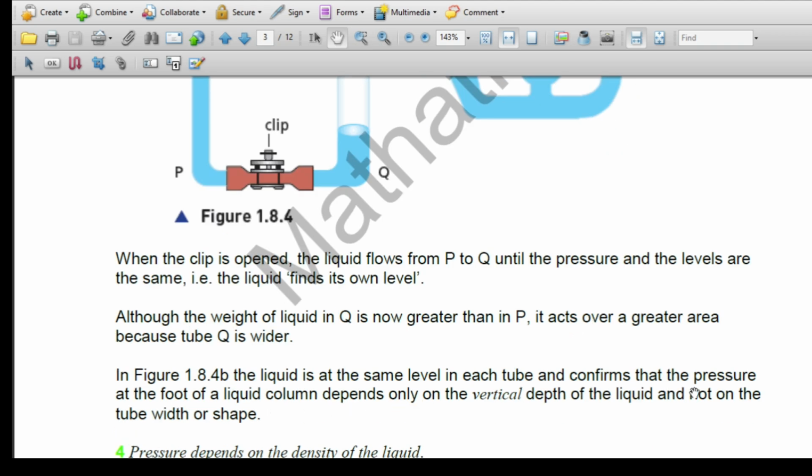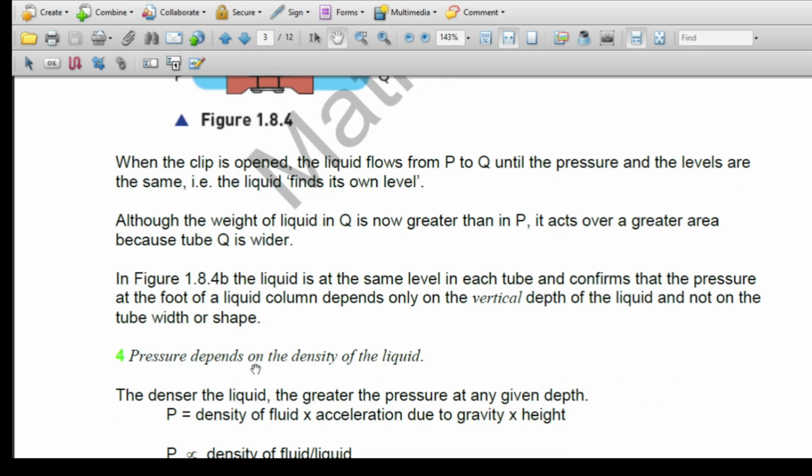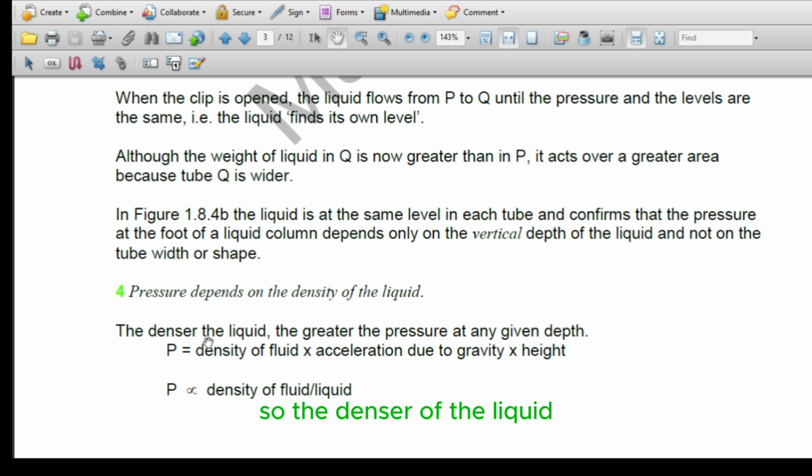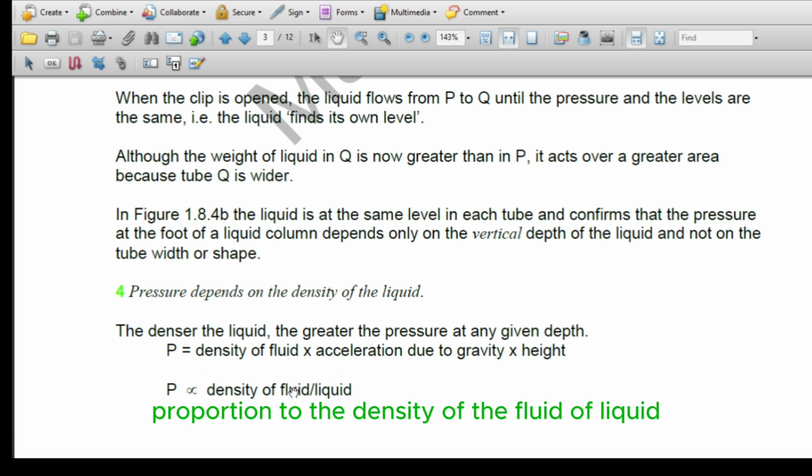So this confirms that the pressure at the foot of a liquid column depends on the vertical depth of the liquid and not on the tube width or shape. So this is confirmed through this. And pressure depends on the density of the liquid. The denser the liquid, the greater the pressure at any given depth. So pressure is equal to density of the fluid or liquid times acceleration due to gravity or gravitational field strength times height. If these are constants, then pressure is directly proportional to the density of the fluid or liquid.